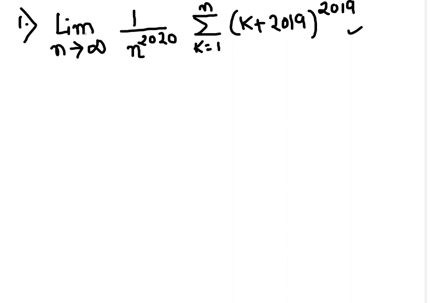So the problem on screen is the limit as n tends to infinity of 1 upon n to the power 2020, times the summation k equals 1 to n of (k plus 2019), and this whole thing to the power 2019. This is our problem. Now we need to solve it.